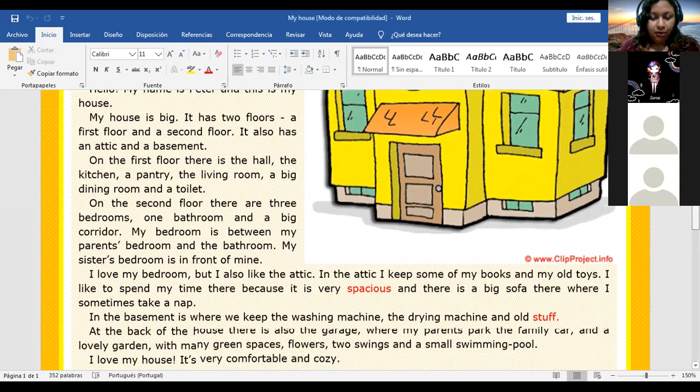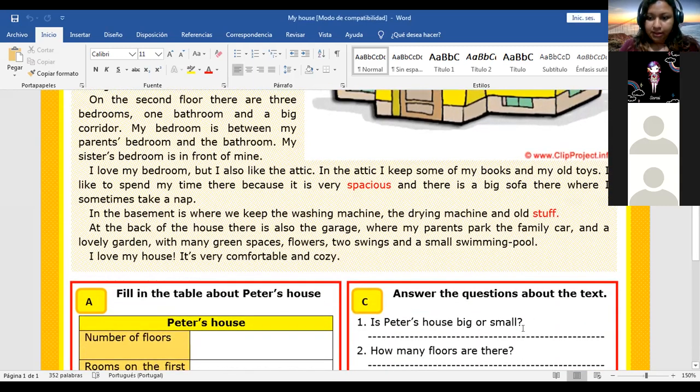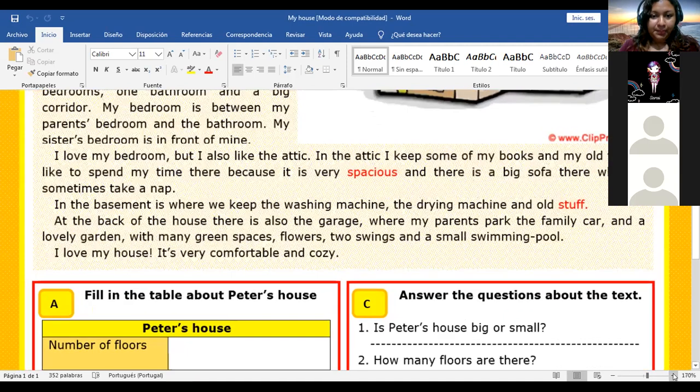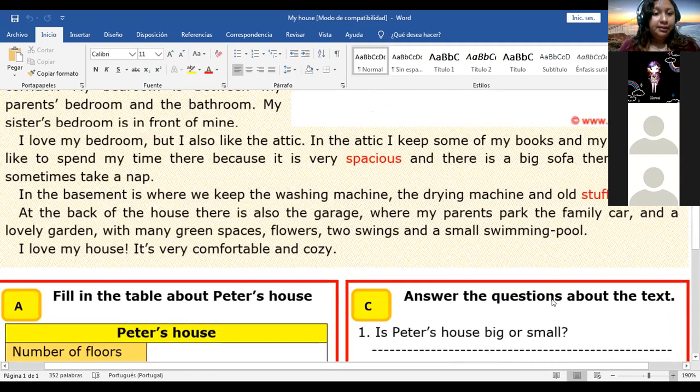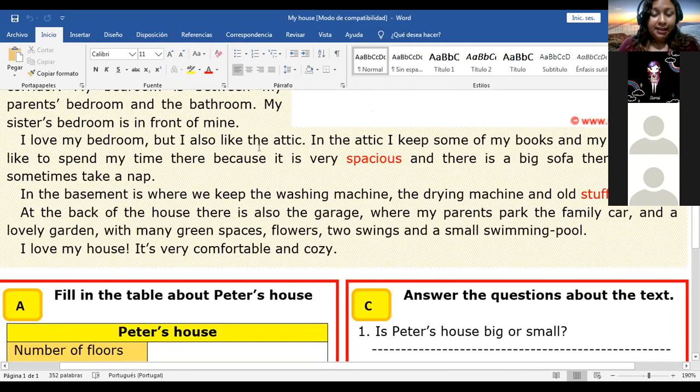Okay, ¿lo pueden ver bien o lo hago más grande? Un poco más grande, okay. Now, so I love my bedroom, but I also like the attic. In the attic, I keep some of my books and my old toys. I like to spend my time there.